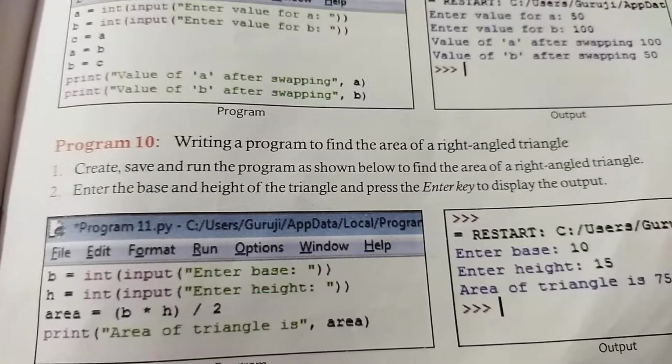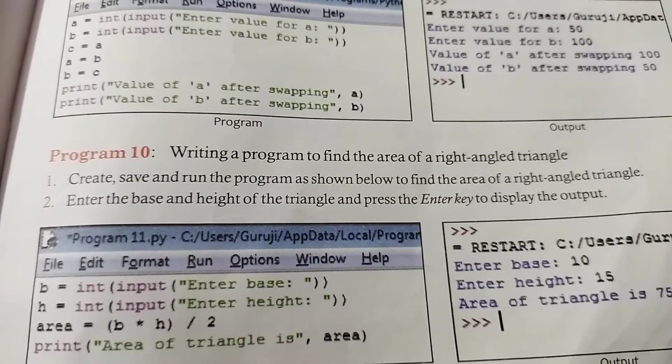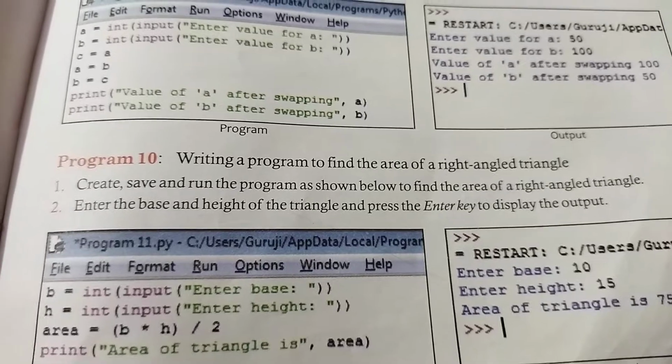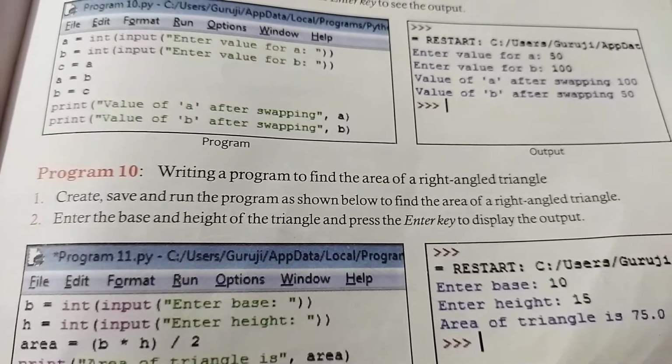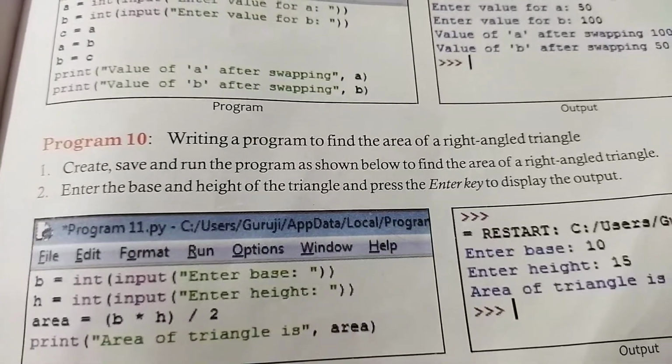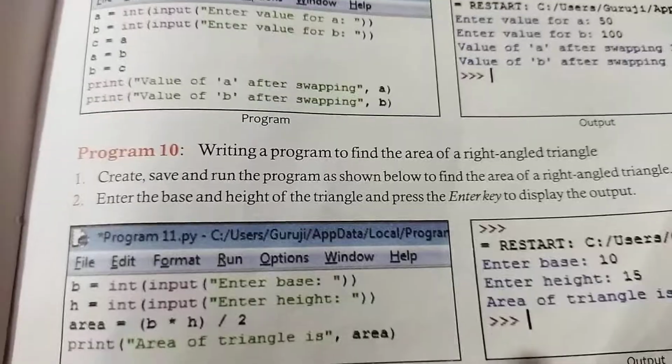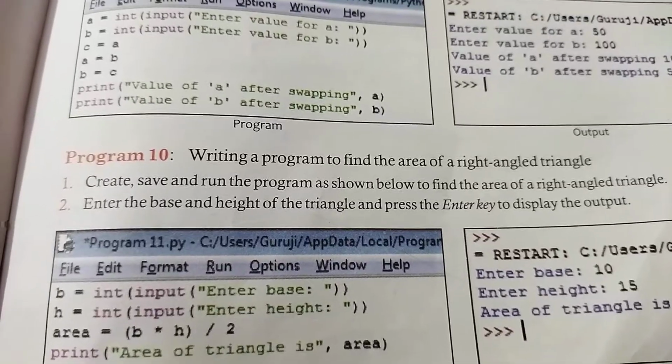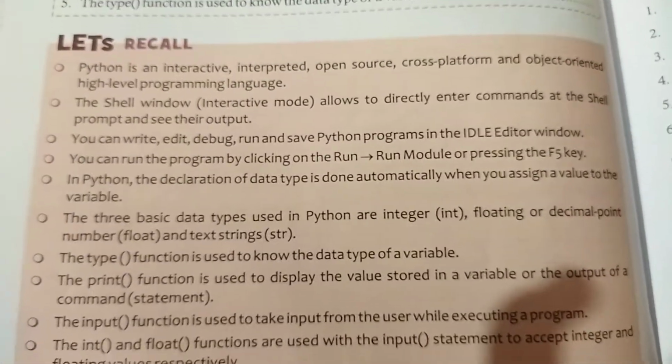Then after saving this program, check it. This output is coming: enter base equal 10, enter height equal 15. So the area of the triangle is 75.0. Okay, so after putting this formula, you can see and check this output. So this is basically program number 10. Then students, you will go through this topic last.